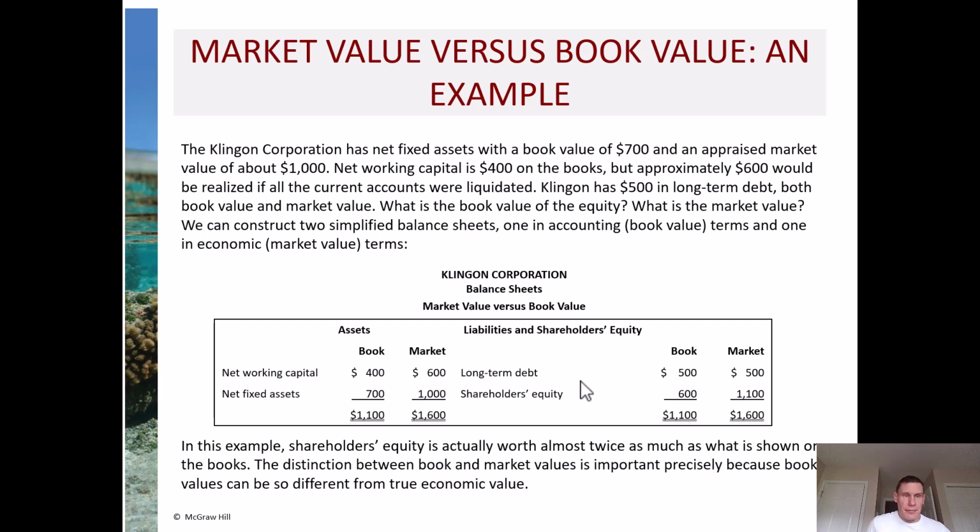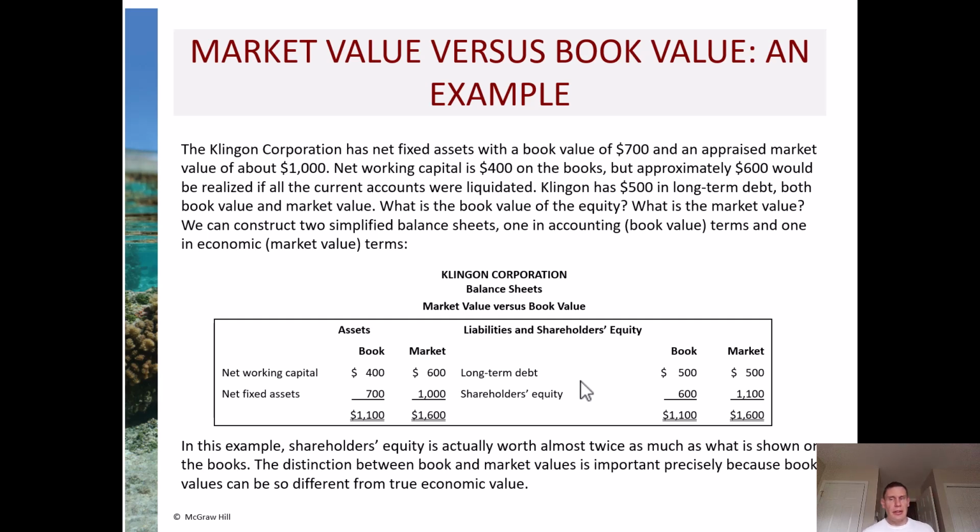So let's take a look at an example of market value versus book value. This will help you understand it. The Klingon Corporation has net fixed assets with a book value of 700 and an appraised market value of about 1,000. Net working capital is $400 on the books, but approximately 600 would be realized if all the current accounts were liquidated. Klingon has $500 in long-term debt, both book value and market value. So what is the book value of the equity? What is the market value?